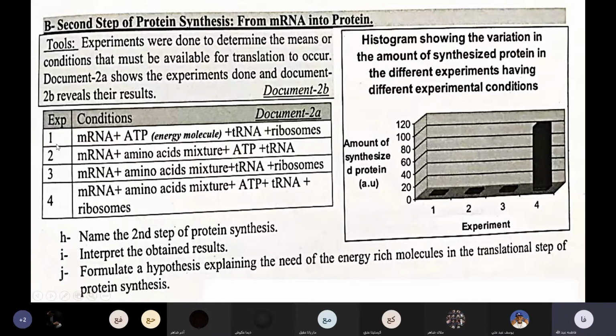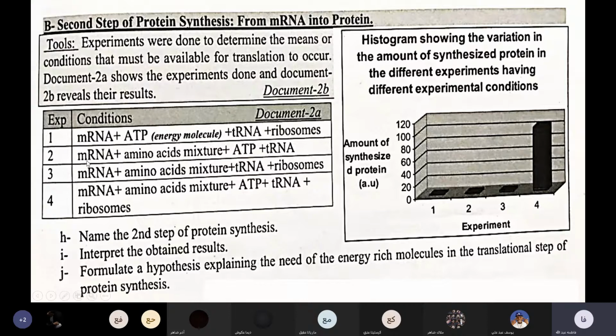So experiment 1, I need you to focus. Experiment 1, I have messenger RNA plus energy molecule, ATP is an energy molecule, plus transfer RNA plus ribosomes. Okay, this is the first.